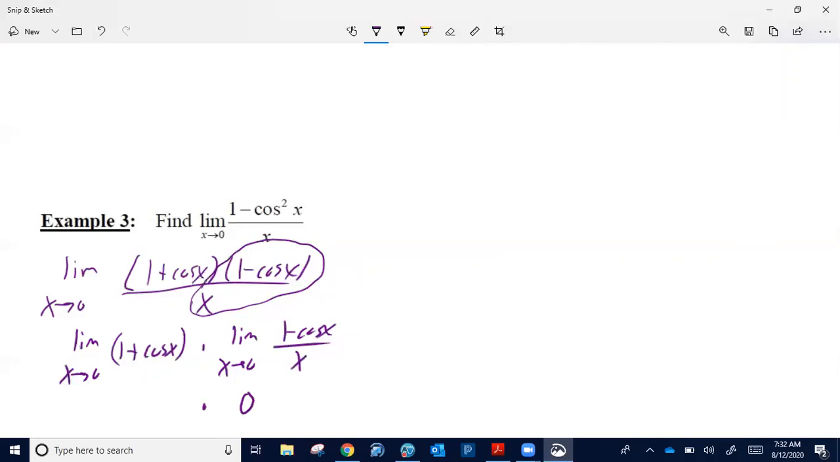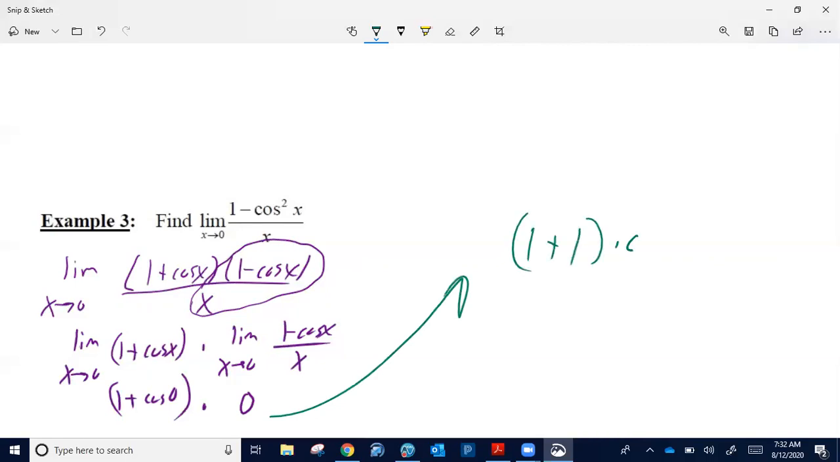Left side, I can plug the 1 in, 1 plus cosine of 0. Cosine of 0 is a 1. So we're going to end up with 1 plus 1 times 0, which is really just going to be 0 overall.